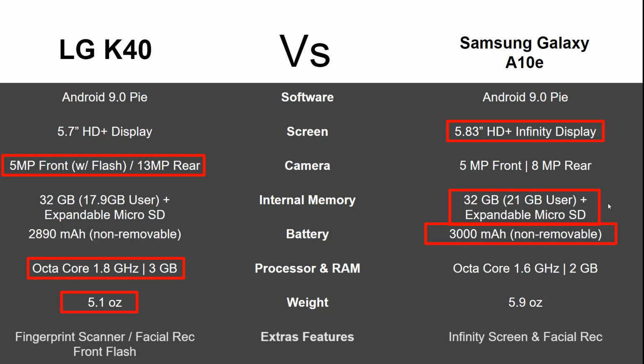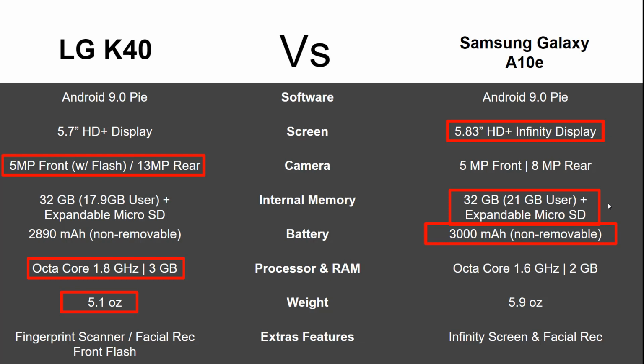And in terms of extra features, this is also where the K40 is going to shine a little bit more than the A10e. You do get a rear fingerprint scanner as well as facial recognition and a front flash. On the A10e, you're getting basically that infinity display that goes edge to edge, so that premium look, and you're also getting facial recognition. So I would say the K40 has a slight edge in terms of extra features because you are getting that rear fingerprint scanner.